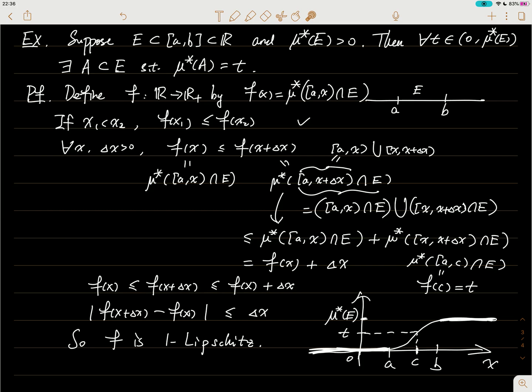Okay, so the key here is, by the intermediate value theorem of continuous functions, for any t between 0 and the mu star, we must be able to find such a point c.